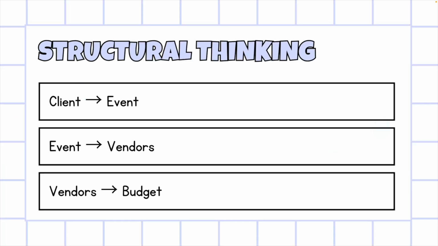I want you to imagine this, right, in terms of the relationship. Start by considering the relationship between a client and an event. Think of the client as the starting point. Everything flows from their needs and expectations, right?